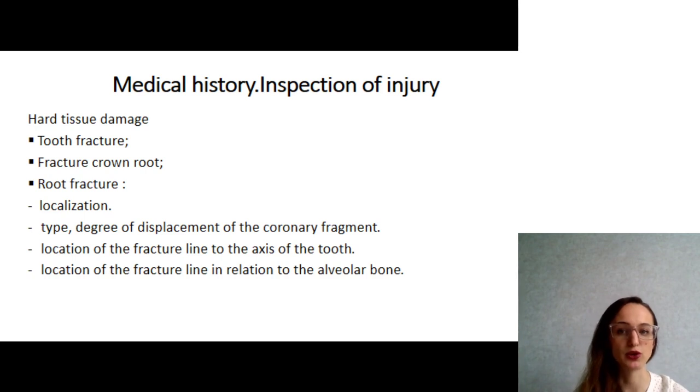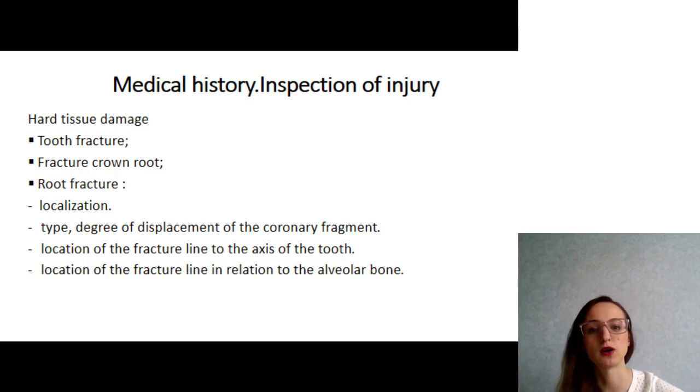Then inspection of injury, hard tissues damage. Please look, it is tooth fracture, fracture of crown root, root fracture. So you should know localization of this injury, type, degree, displacement of coronary fragment. So localization of this fracture line. And is this localization of fracture line only on tooth or maybe to the alveolar bone.